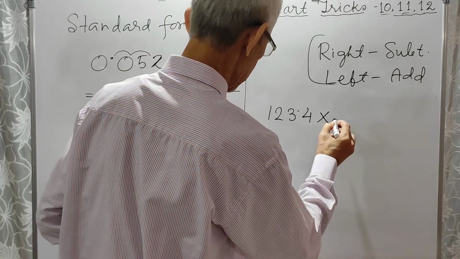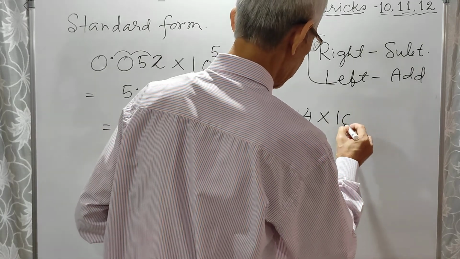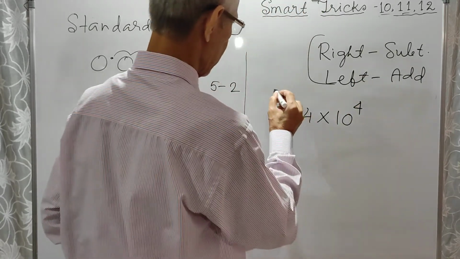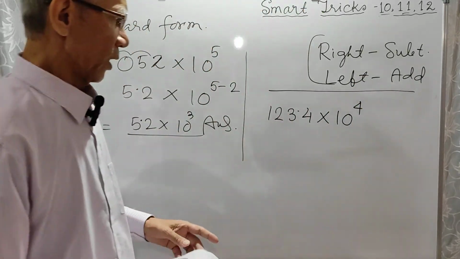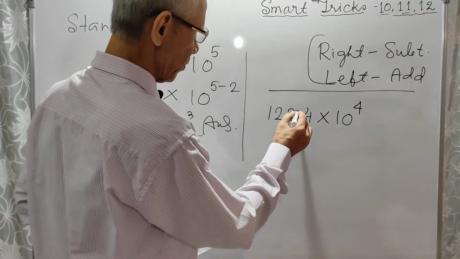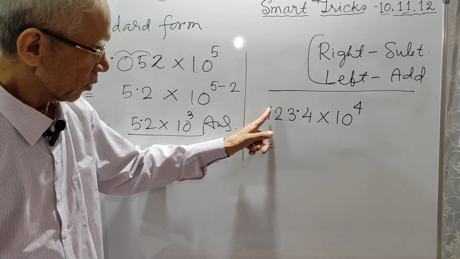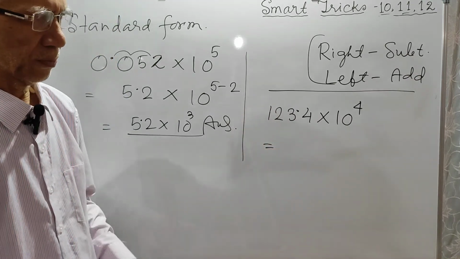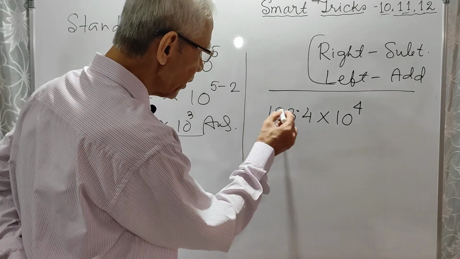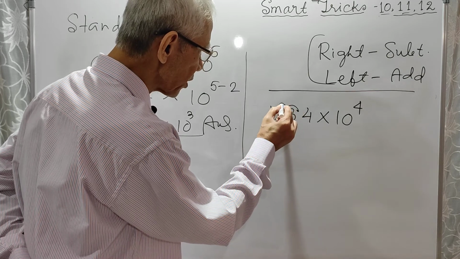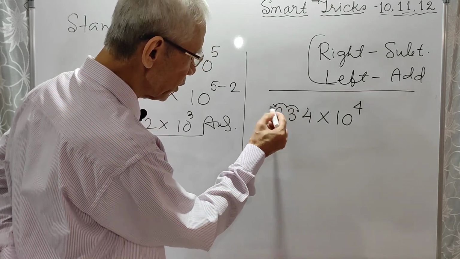123.4 into 10 to the power 4. Okay. So this is not in standard form. So what must we do? We must bring the decimal here, so it will be 1.234. Now in order to bring the decimal here, we have to shift the decimal how many digits? 2 digits to the left.